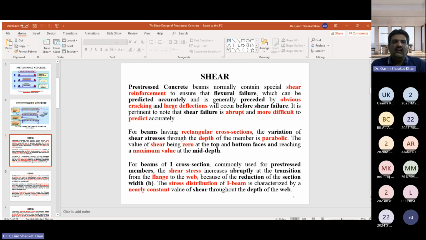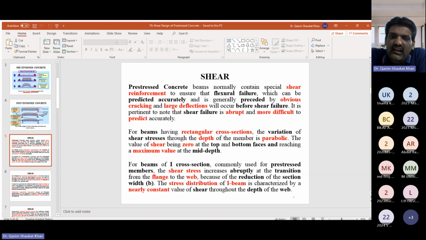So, shear. Pre-stressed concrete beams normally contain shear reinforcement to ensure that the flexure failure, which can be predicted accurately and is generally preceded by obvious cracking and large deflections, will occur before the shear failure. In the different types of failures which we studied in reinforced concrete and pre-stressed concrete, there are flexure failures and there is shear failure.